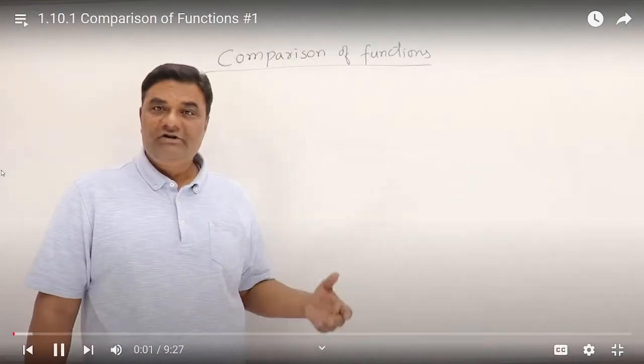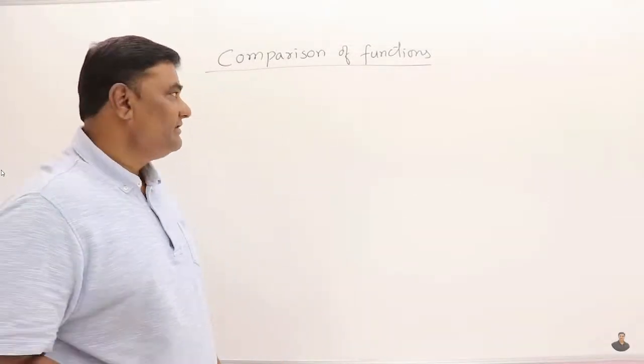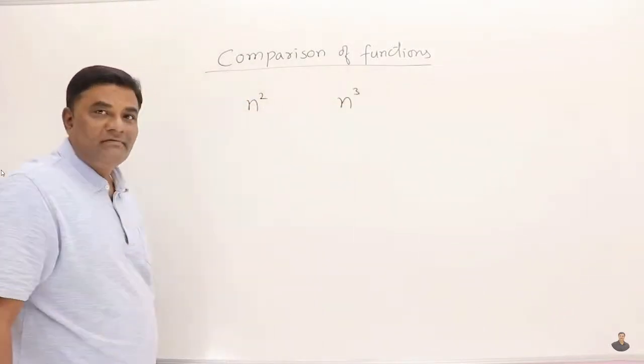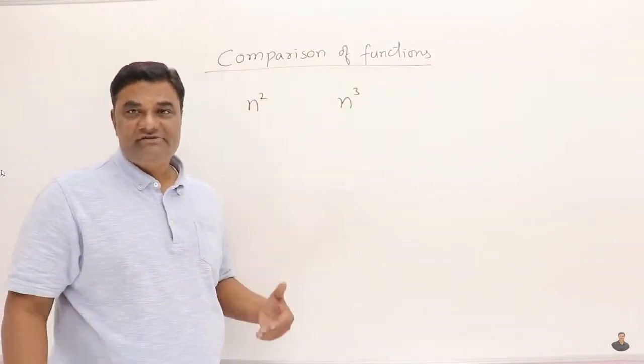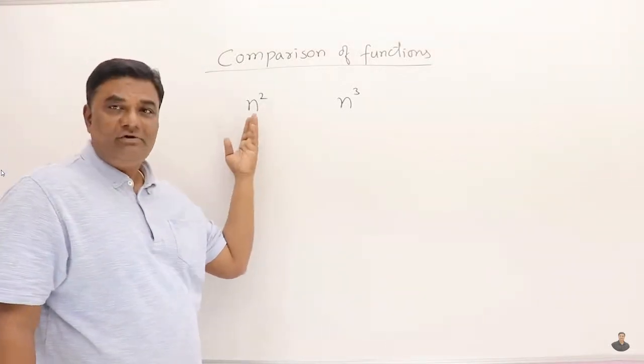A comparison of two functions. The functions may be time functions or they may be space functions. So, mathematical functions. Suppose I have one function that is n square and another function that is n cube, and I want to compare them to know which one is bigger and which one is smaller, so which becomes an upper bound and which becomes a lower bound. For comparing these two, I don't have to check anything. Directly I know that this is smaller and this is greater.